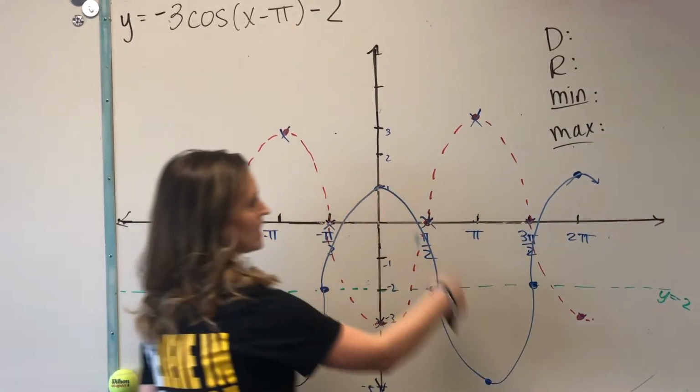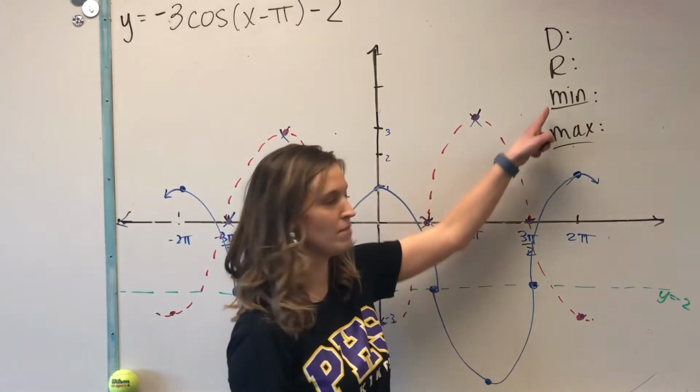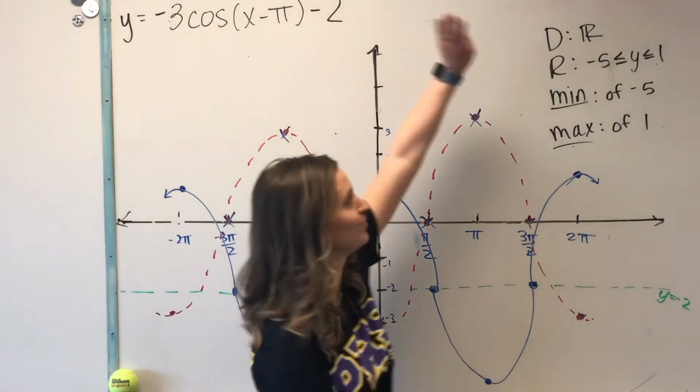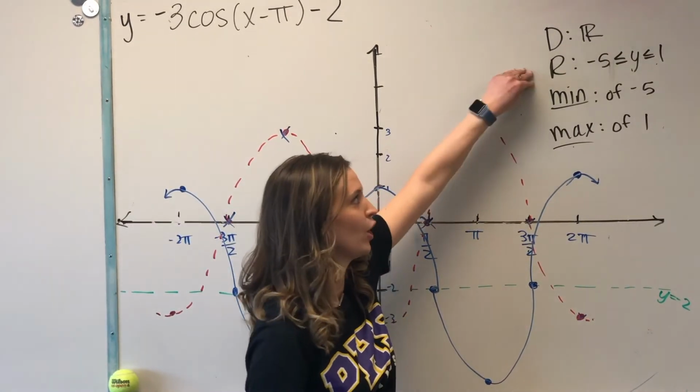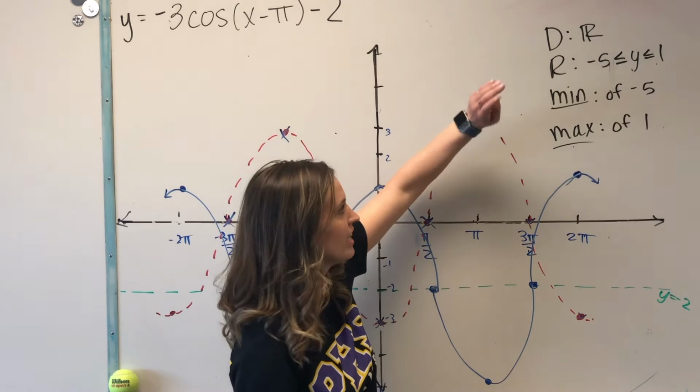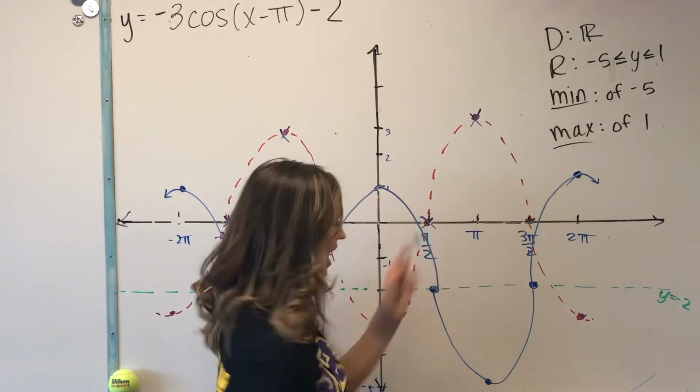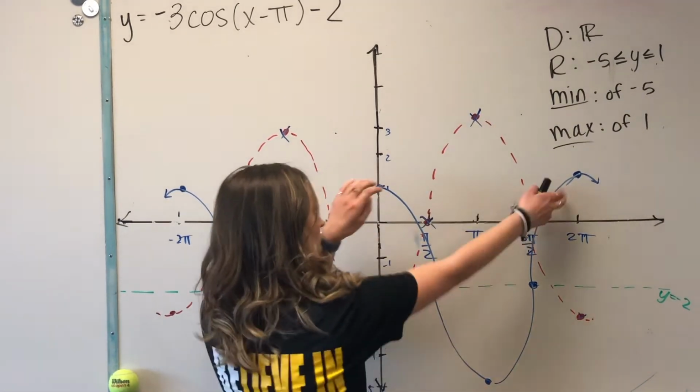All right, so let's see if you can fill in the domain, range, min, and max. Okay, domain, all real numbers. Range -5 to 1 inclusive, min of -5, and then max of 1.